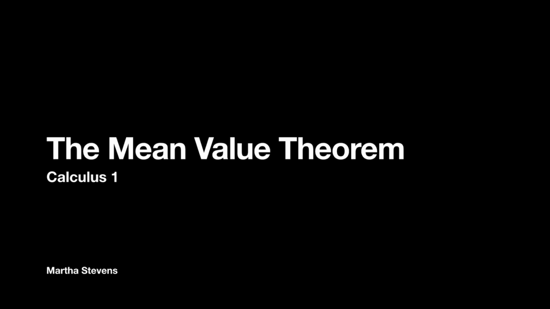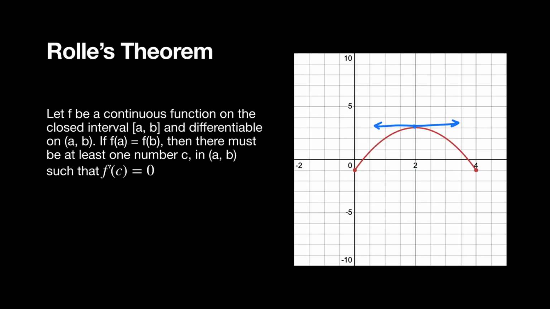We are now going to talk about both the mean value theorem and Rolle's theorem. We'll start with Rolle's theorem. This theorem says, let f be a continuous function on a closed interval. So we have a continuous function with two endpoints. This function is differentiable on that interval.